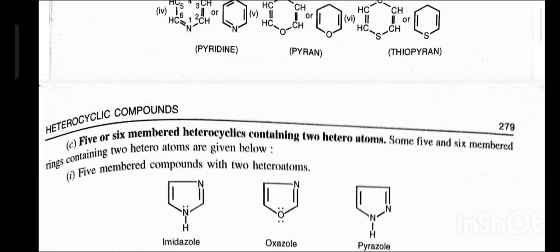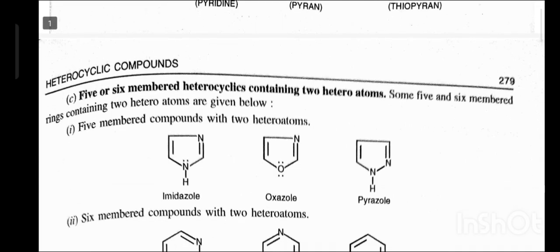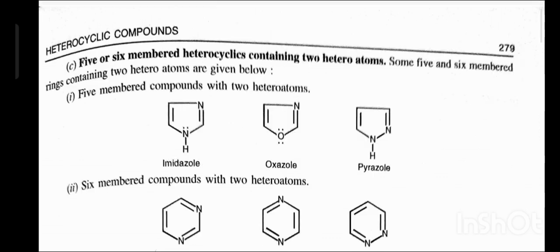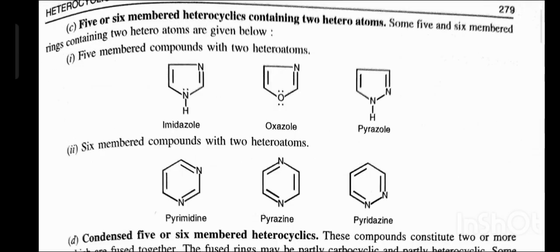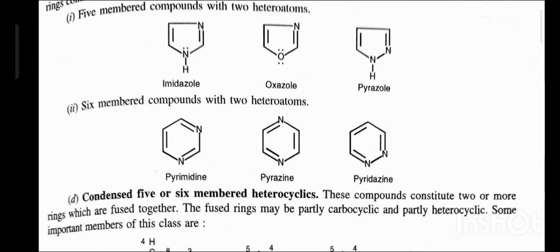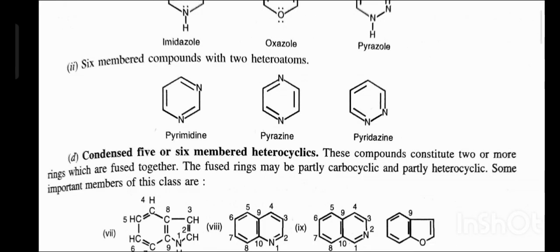C. 5 or 6 membered heterocyclics containing 2 heteroatoms. Some 5 or 6 membered rings containing 2 heteroatoms are given below. First, 5-membered ring compounds with 2 heteroatoms: imidazole, oxazole, pyrazole. 6-membered compounds with 2 heteroatoms: pyrimidine, pyrazine, pyridazine. D. Condensed 5 or 6 membered heterocyclics.